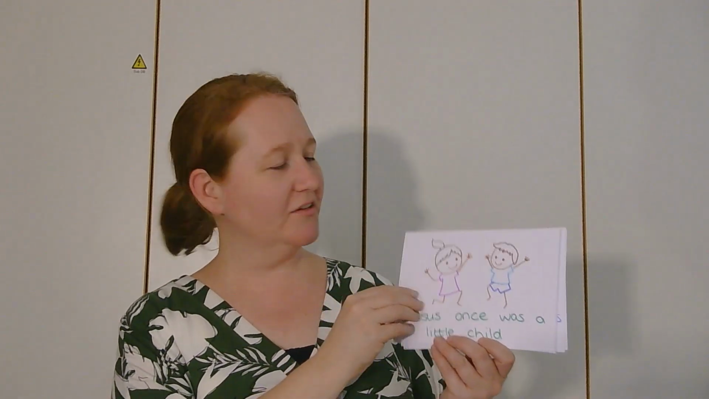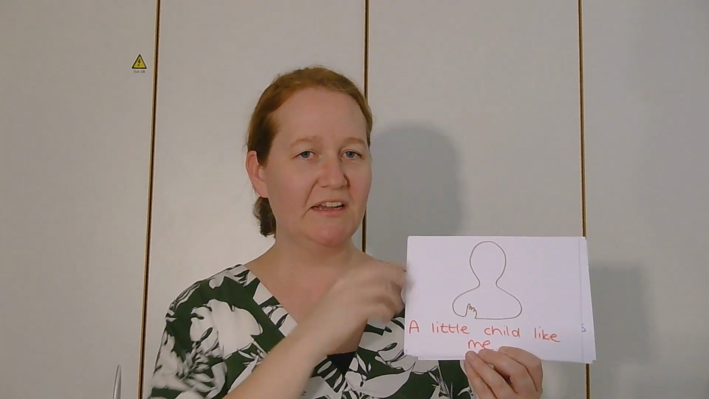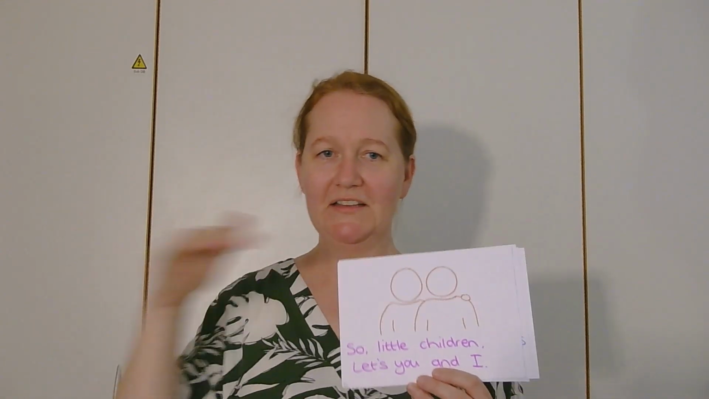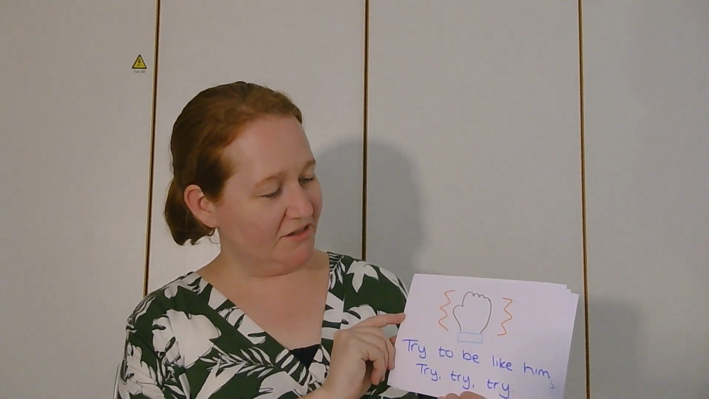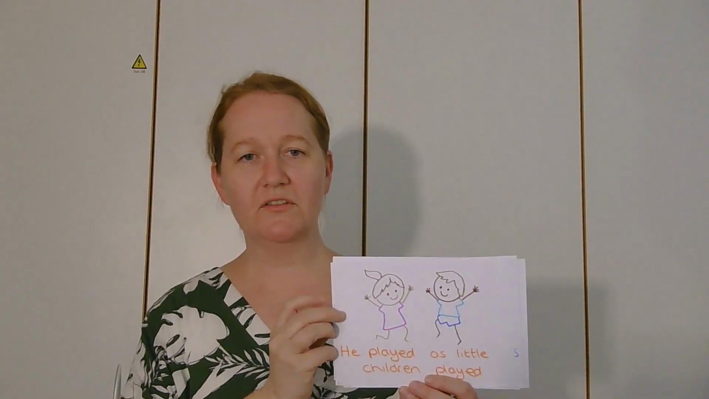"Jesus once was a little child," so just a picture of some children there. "A little child like me," so this is pointing at myself. "He was pure and meek and mild," so just this shining light, pure and meek and mild as he is there. "As a little child should be," so thumbs up, yes, that's how we should be doing things. And then for the chorus, "Little children, let's you and I," so like these two people with arms around each other, let's do this together. "Let's you and I try to be like him, try," and this hand, I'm going to try, I'm going to do my best. So that's the first verse.